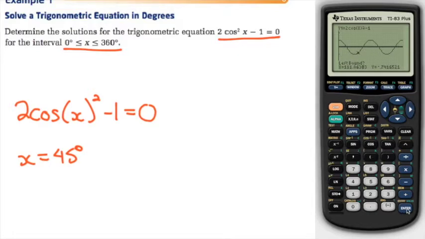It's a good enough left bound. Right bound. And again, move close to guess. Second point's at 135.